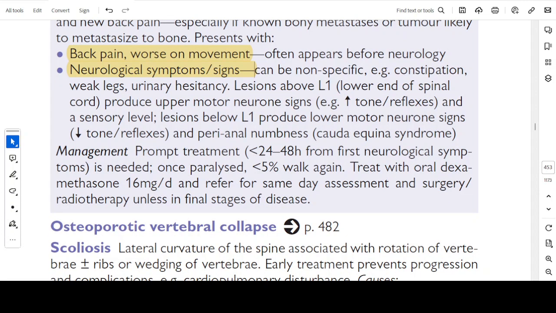For example, there could be constipation, weak legs, urinary hesitancy. Lesions above L1, the lower end of the spinal cord, produce upper motor neuron signs, for example increased tone and reflexes and a sensory level. Lesions below L1 produce lower motor neuron signs, that is decreased tone, reflexes and perianal numbness, as in cauda equina syndrome.